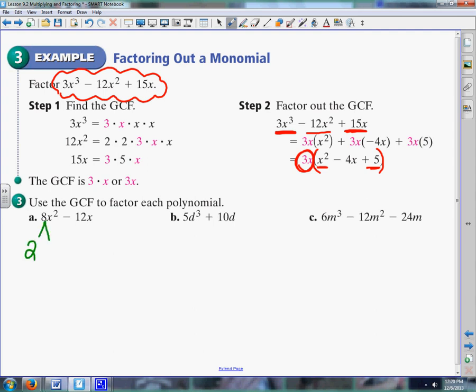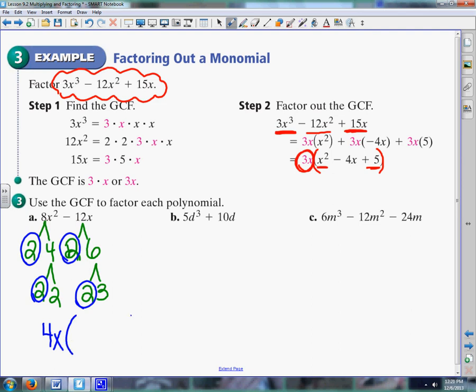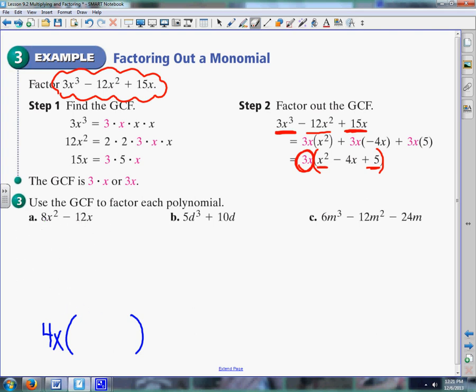So 8 is 2 times 4, and then this is 2 times 2. 12 is 2 times 6 and then 2 times 3. So if I look at this, I know I have a 4 in common because they each have 2 2's. So that's 4. And then I know they both have an x, so that's 4x. So you find the GCF and you pull that out. Then you put parentheses. And now you have to look back at your original equation.